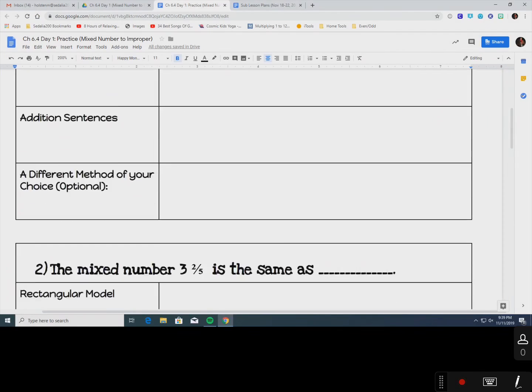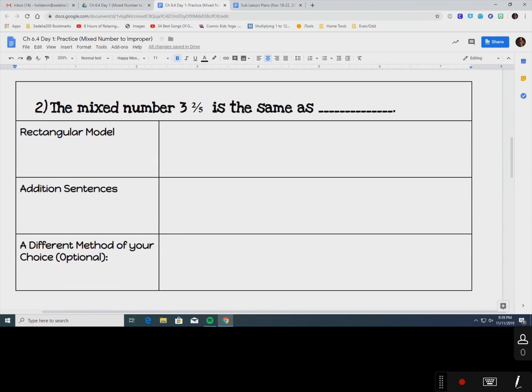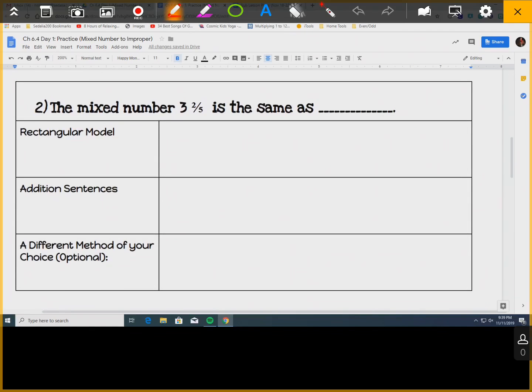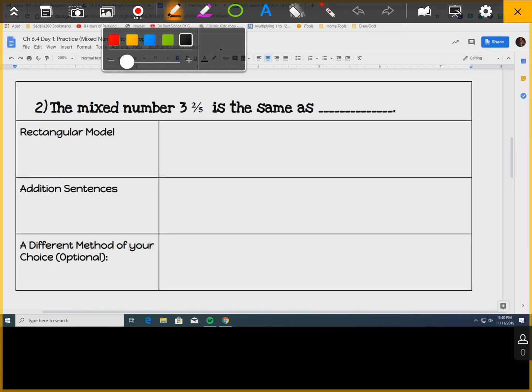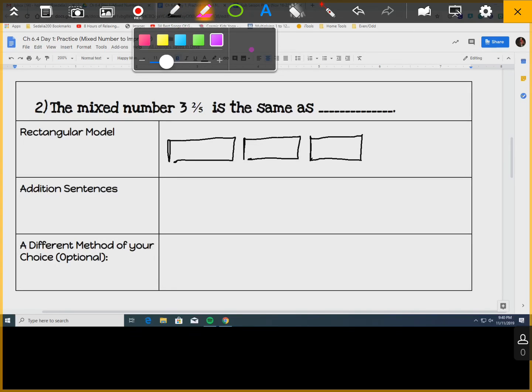Let's look at problem number 2. The mixed number 3 2/5 is the same as, again, I'm looking for an improper fraction. Let's start with a model. First, I'm going to draw 3 wholes. And it's important when I'm working with mixed numbers that I'm looking at the fraction part. And it says fifths. So that means all of my wholes are made out of fifths.